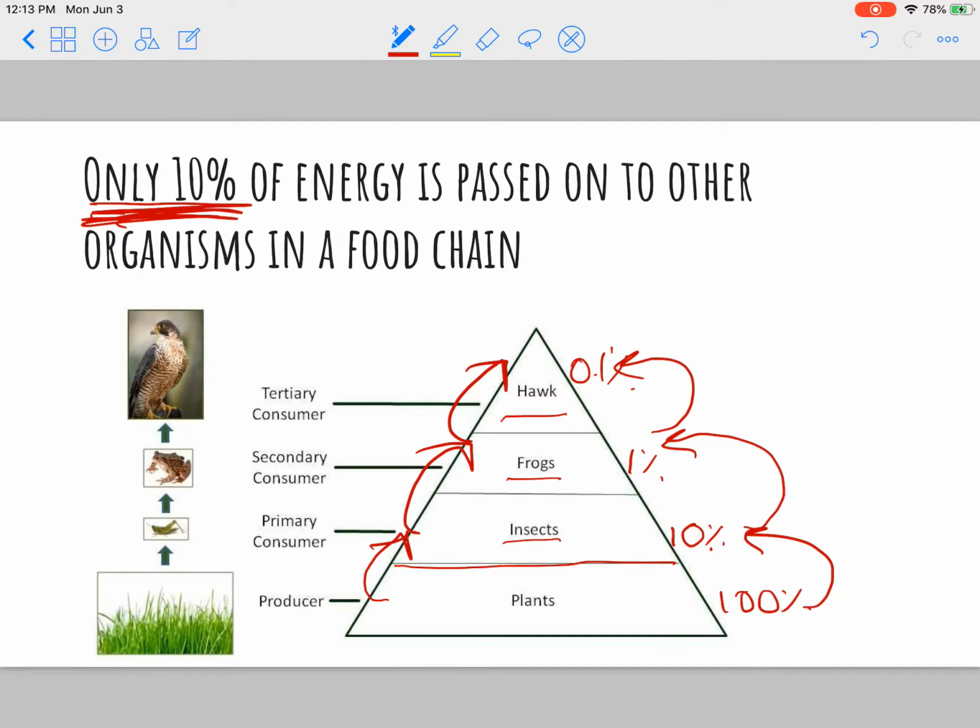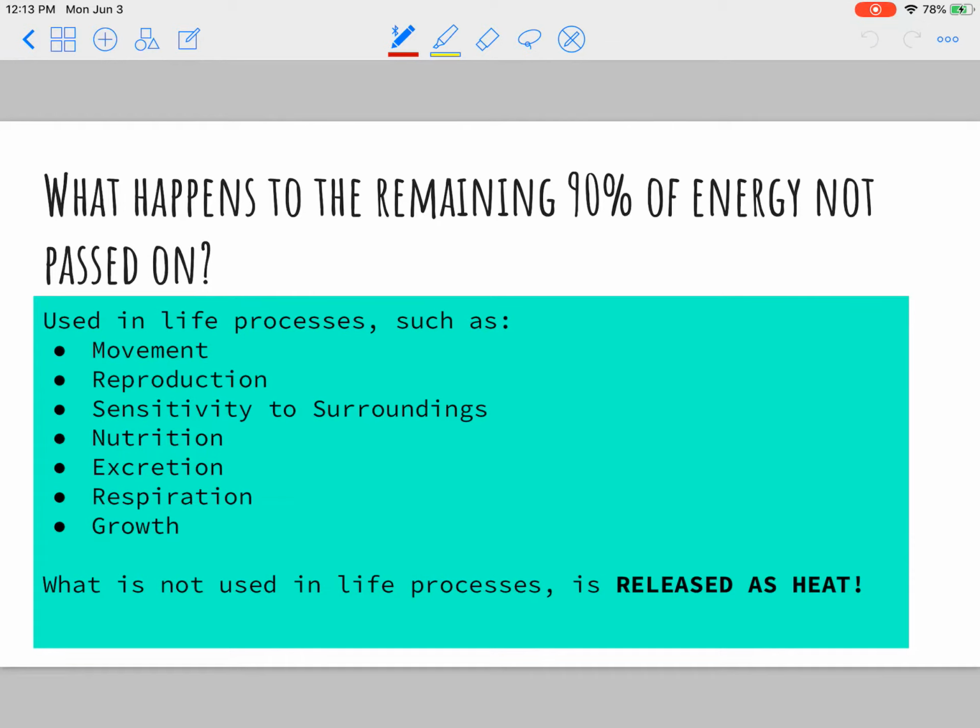So you can see only 10% of energy is passed on from one organism to another in a food chain. You may be wondering what happens to the remaining 90% of energy that is not passed on to the organism. It's used in life processes. And when we say life processes, we mean things like movement. It's used to help the organism reproduce. It's used to help it be aware of its surroundings. It's used for nutrition, excretion, to help it breathe and respire, and it's used for growth.